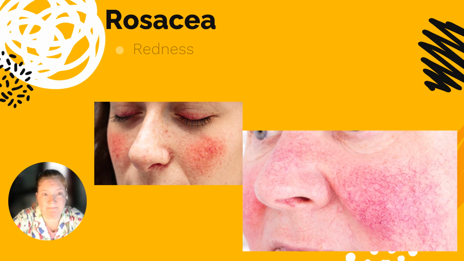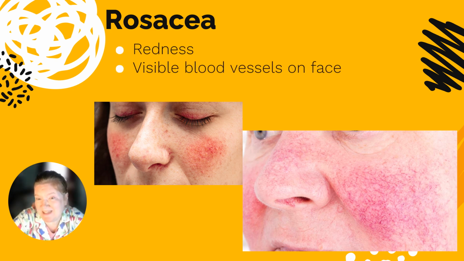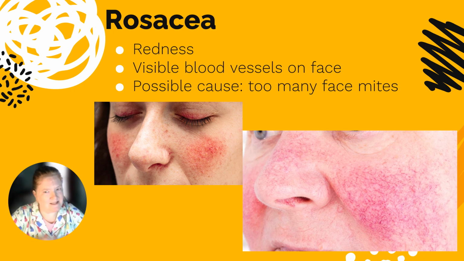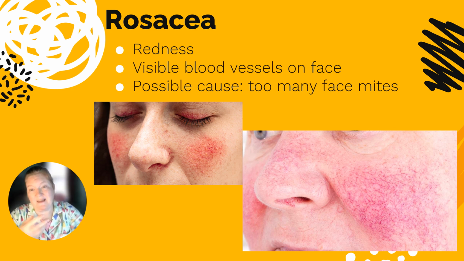Right, rosacea. It is redness. It's visible blood vessels on the face. One of the possible causes, now it has not been solidified as a definite, but one possible cause is too many face mites. Remember, if there's an overgrowth, it can cause a red rash on your face. Normally, our immune system keeps those face mites in check, but rosacea is something that may develop when there's an imbalance.